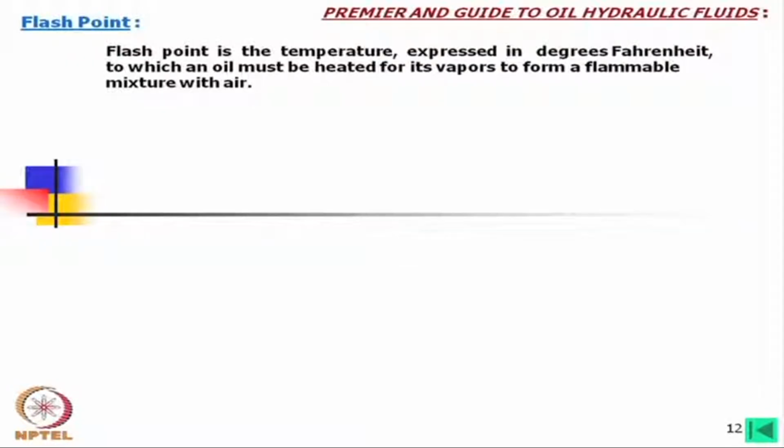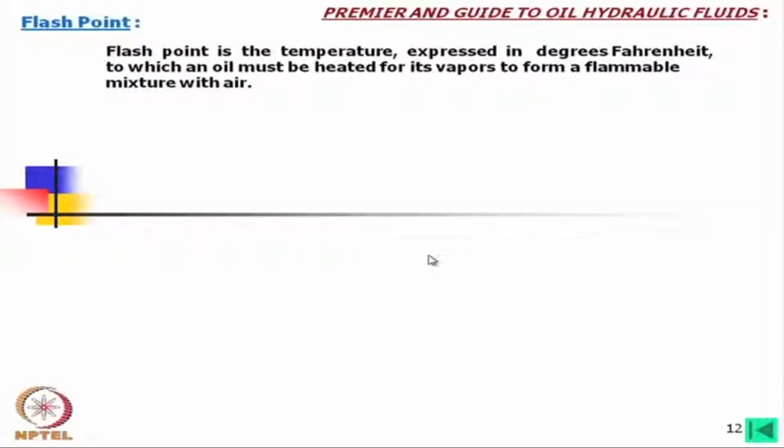It happens like this: when we start operating the machines, the temperature may be below the ambient temperature inside the factory or wherever it may be. But when the machine operates, heat is generated, the oil is heated up and the temperature increases beyond the ambient temperature, but that temperature never exceeds the flash point. It should be below the flash point.